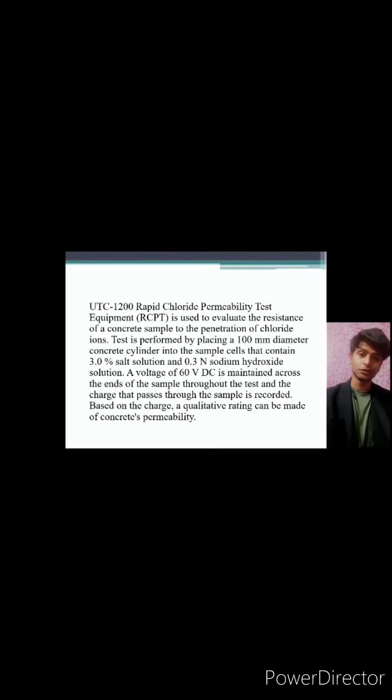The equipment used in this process is the UTC 1200 RCP meter. The test is performed on a 100 mm diameter concrete cylinder placed in a sample cell that contains a 3.0% salt solution and a 0.3 normal sodium hydroxide solution. A voltage of 60 V DC is maintained across the specimen, and the charge that passes through the sample is recorded. Based on the charge, a quantity rating of the concrete permeability can be made.